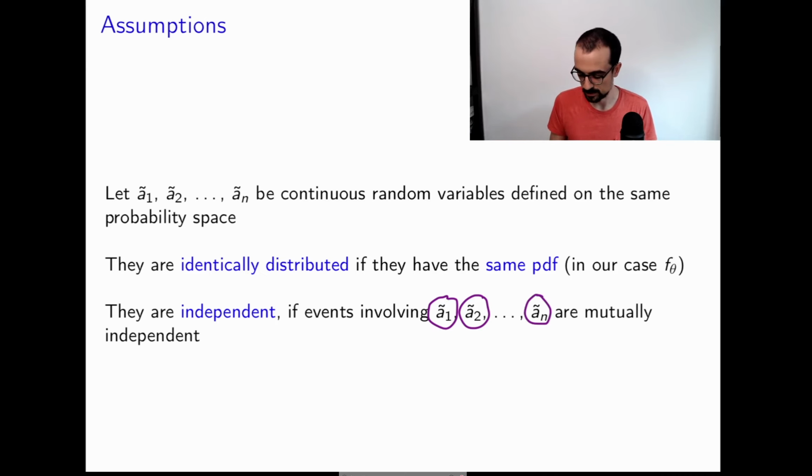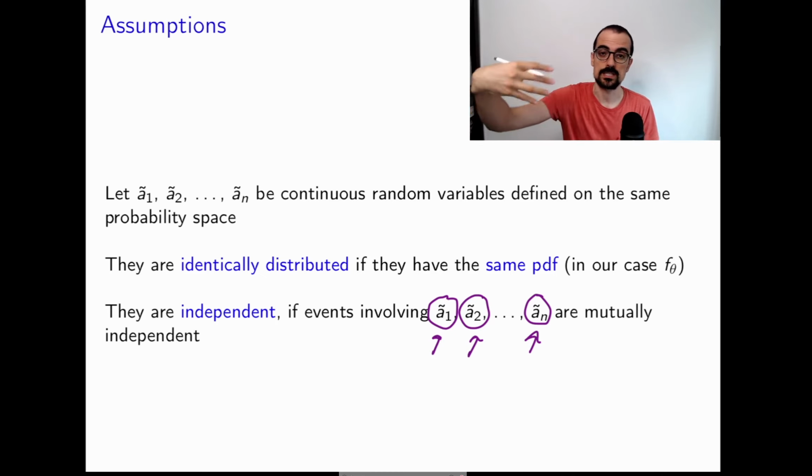So, for example, we could say a1 is between 0 and 0.3, a2 is greater than 5, and so forth. Those kinds of events, if I take n of them, are always going to be mutually independent, and then we say that those random variables are independent. We're going to talk much more about independence of random variables later on in the course, but we just need to define this here in order to be able to define the likelihood.